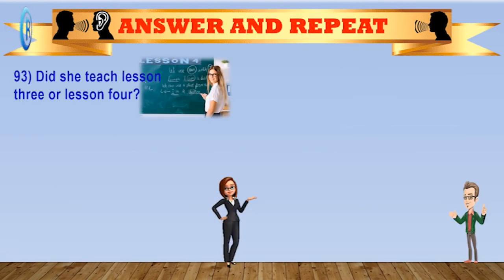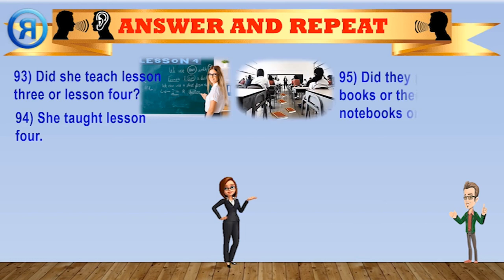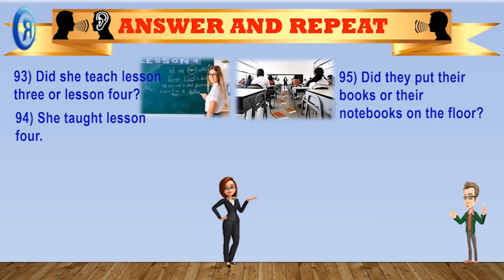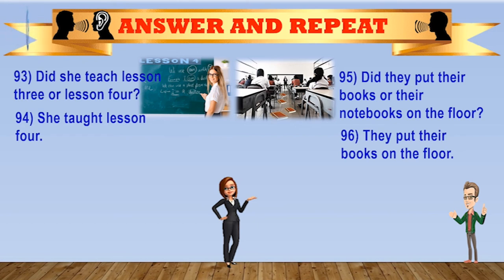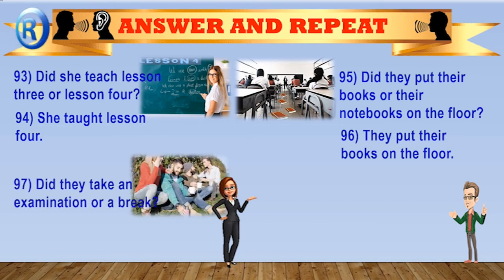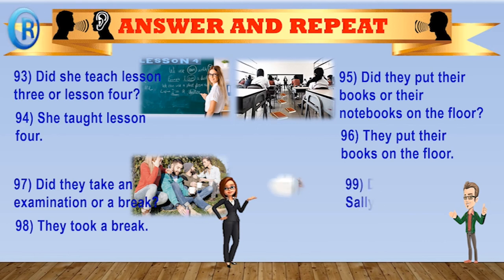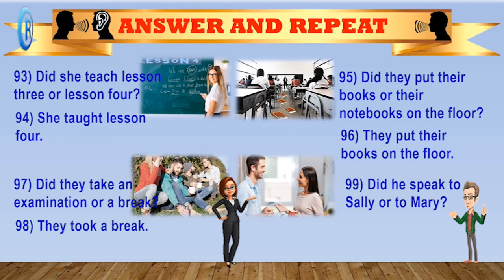93. Did she teach lesson 3 or lesson 4? 94. She taught lesson 4. 95. Did they put their books or their notebooks on the floor? 96. They put their books on the floor. 97. Did they take an examination or a break? 98. They took a break. 99. Did he speak to Sally or to Mary? 100. He spoke to Sally.